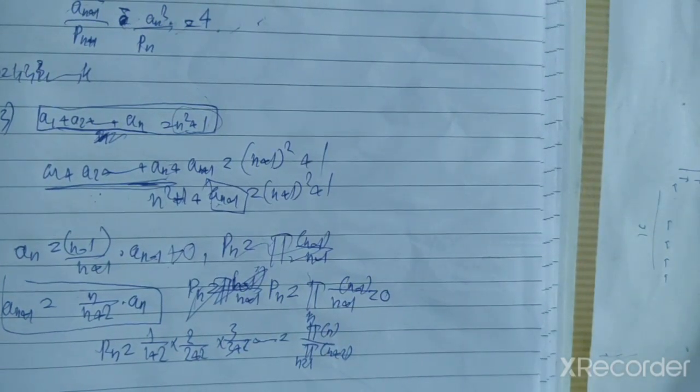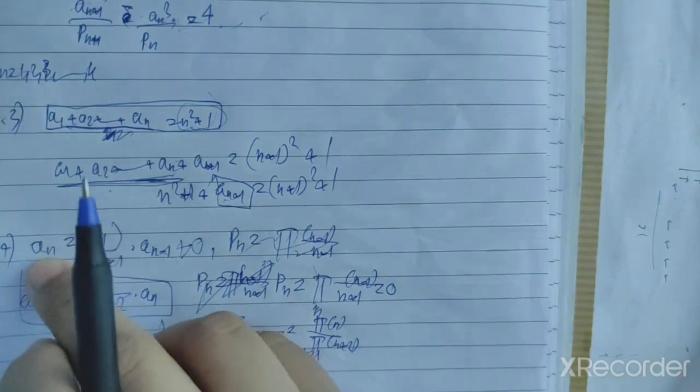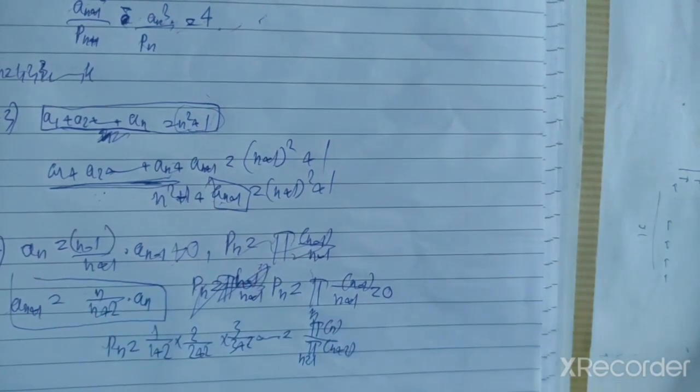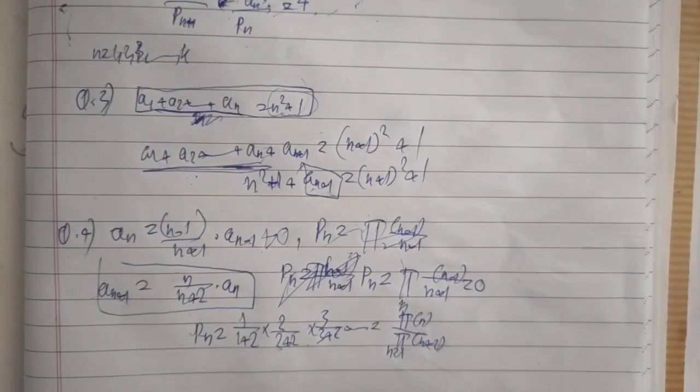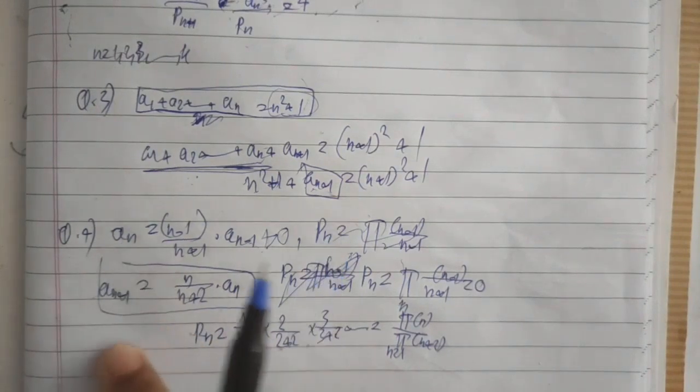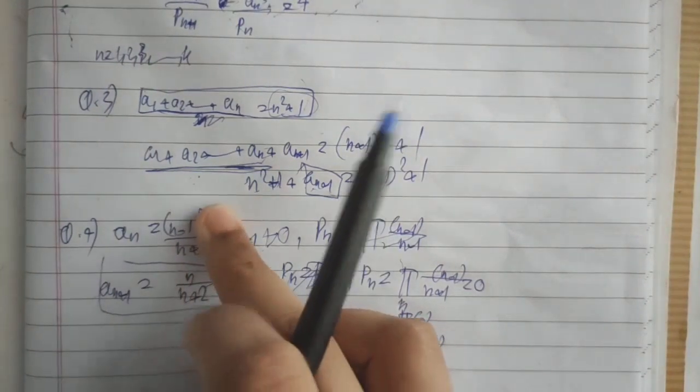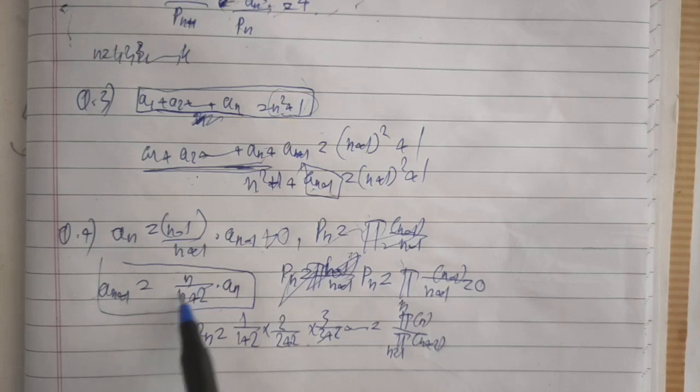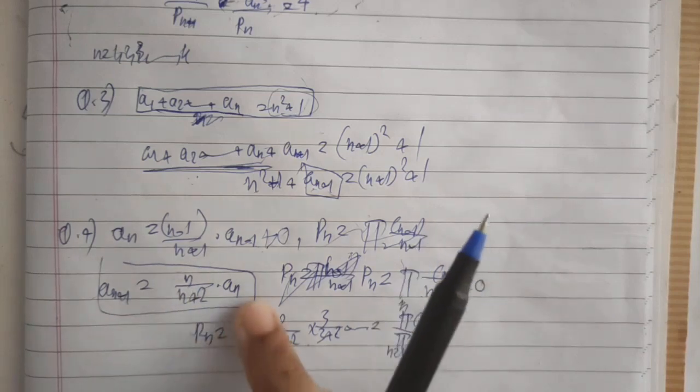It will be basically undefined. So we can substitute n with n plus 1. So it will get minus 1 cancelled from the numerator. We will get a(n plus 1) is equal to n upon n plus 1 times an.